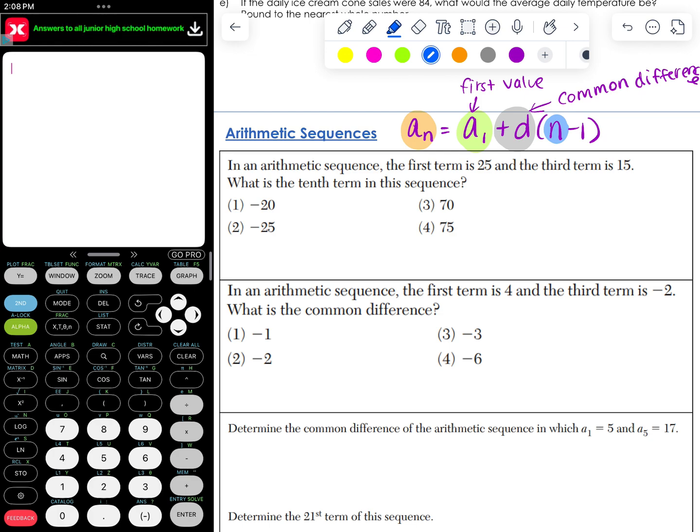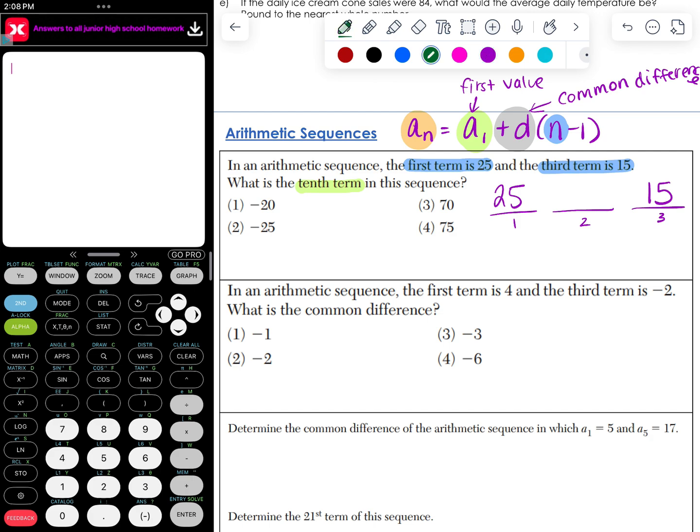So let's take a look at a couple of different types of examples that could be asked of you. In an arithmetic sequence, the first term is 25 and the third term is 15. What I like to do, just based off of reading that, is set up: okay, this would be my first term, my second term, my third term. So my first term is 25, my third term is 15. When you have it written out that way, sometimes it helps to see it in a little better light. And it's asking, what is the 10th term in this sequence?